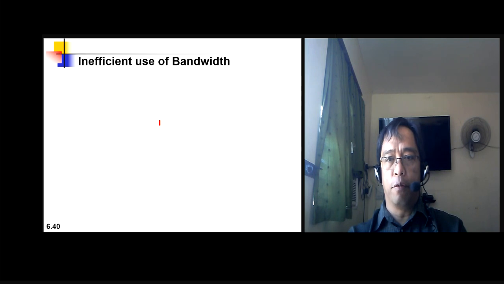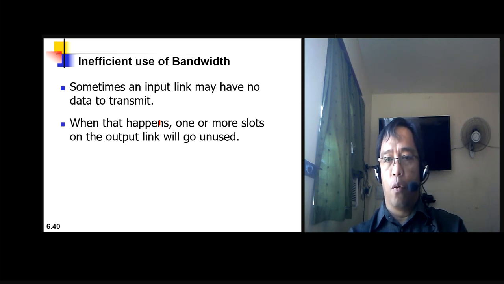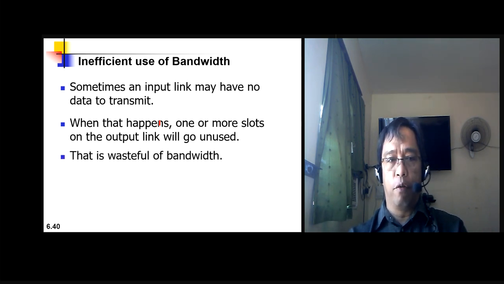Inefficient use of bandwidth. Sometimes an input link may have no data to transmit. When this happens, one or more slots on the output link will go unused. That is wasteful of bandwidth.